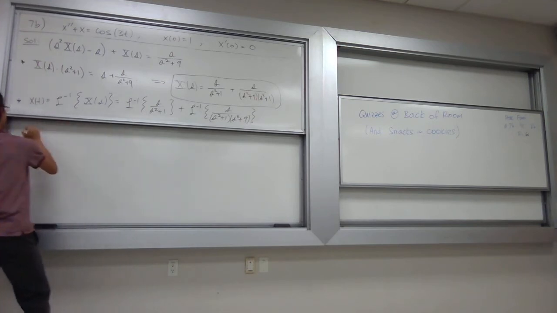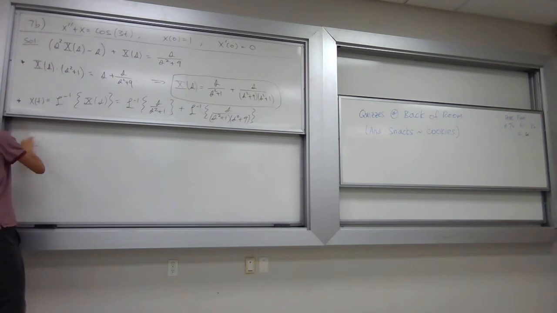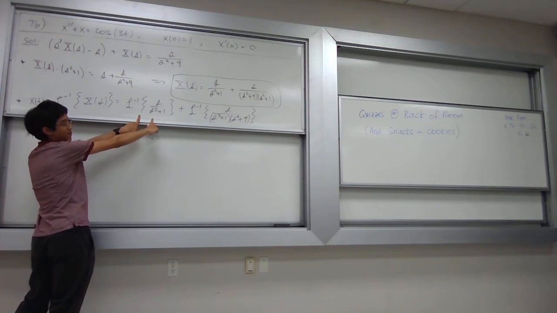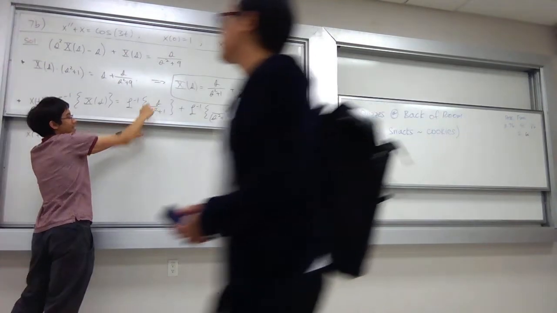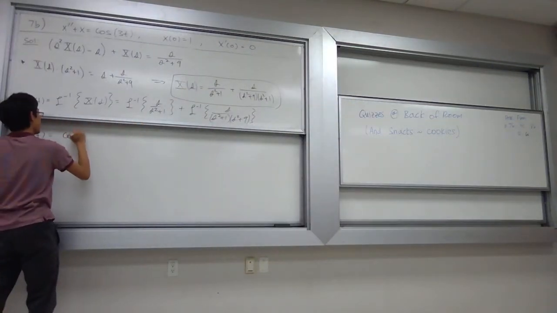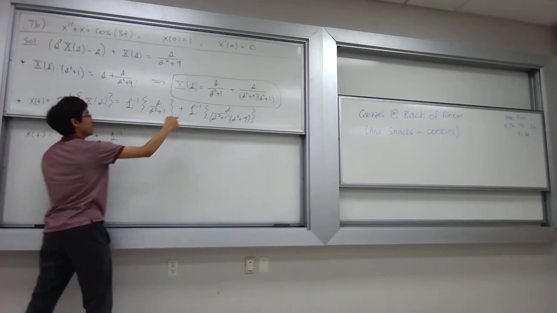So we know that x of t is going to equal, okay, the inverse transform of the first one is what? Cosine. Right? Cosine has the s. Sine would just have an omega. So cosine of t, and then plus the inverse transform of this guy.